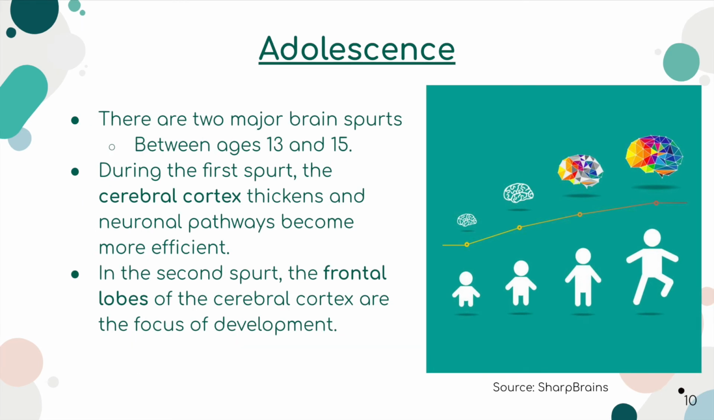Lastly, but not least, we will touch upon adolescence. During this crucial time period for maturation, there are two major brain spurts that occur between the ages of 13 and 15. During the first spurt, the cerebral cortex thickens and neuronal pathways become more efficient. In the second spurt, the frontal lobes of the cerebral cortex are the focus of development.